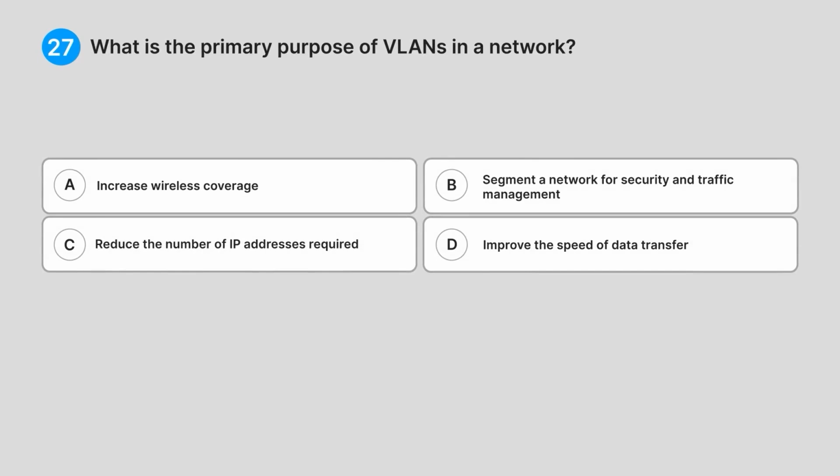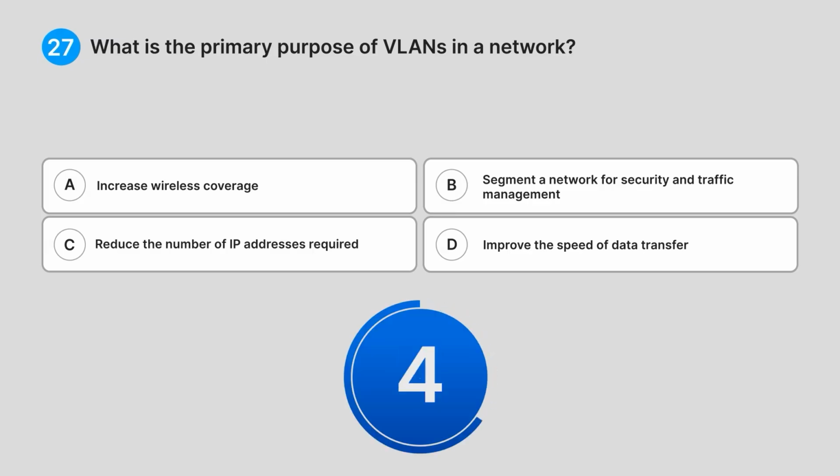27. What is the primary purpose of VLANs in a network? A. Increase wireless coverage. B. Segment a network for security and traffic management. C. Reduce the number of IP addresses required. D. Improve the speed of data transfer. What do you think is the answer?